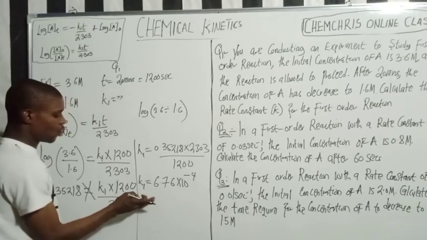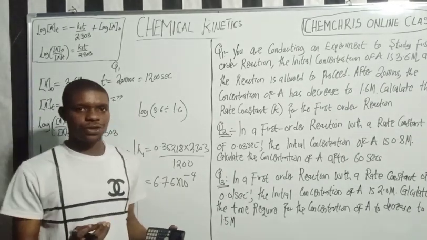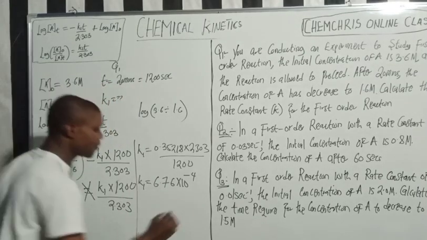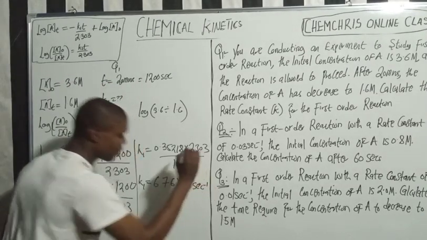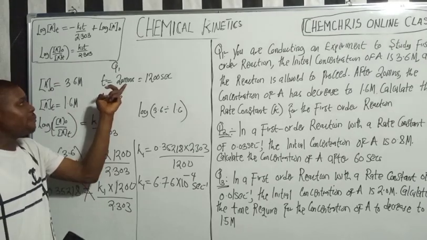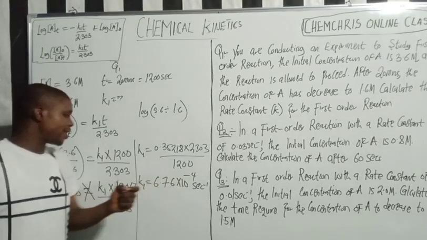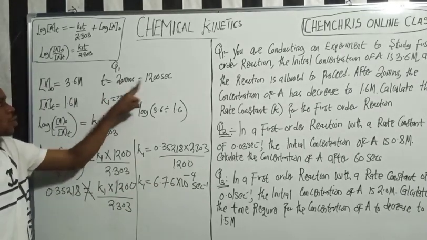So what is the unit for the rate constant when it comes to a first order reaction? Of course, it's per second. Now, what about if you leave it in minutes? If you leave it in minutes, that would be per minute. You have to think about whether it is minutes or seconds.